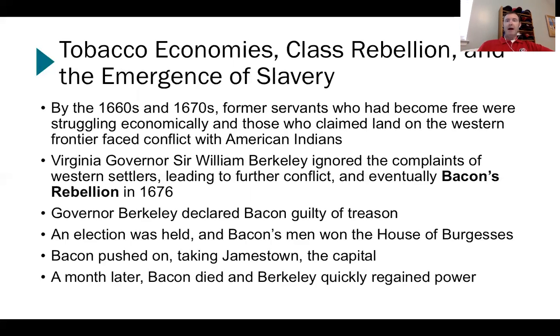Now, it's interesting because some sources, guys, will tell you that Bacon was not, in fact, a poverty-stricken settler. Now, I don't know if I would go as far as to say that Bacon was a wealthy aristocrat, but probably by today's standards, many people would argue that he was at least a middle-class person. You don't see that used as much back then, but now, of course, we certainly hear about that. And so, as you can see here, Berkeley is eventually going to regain power.